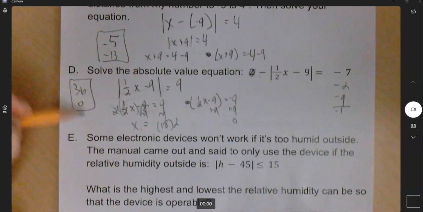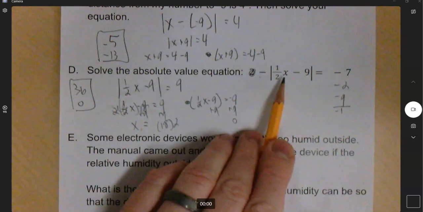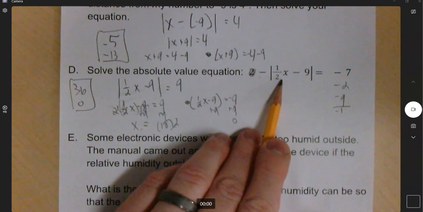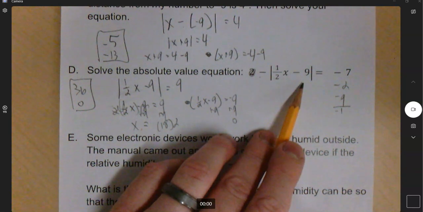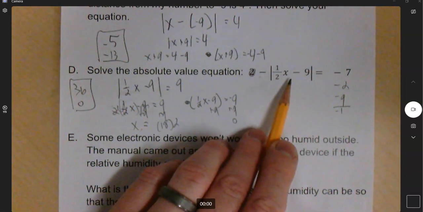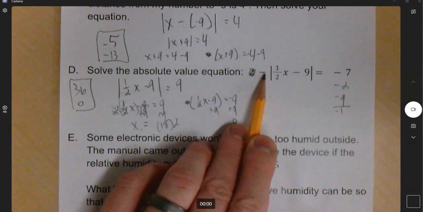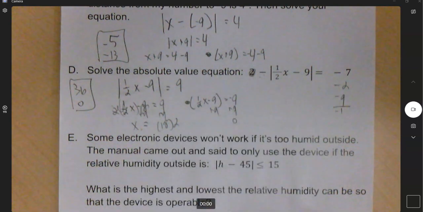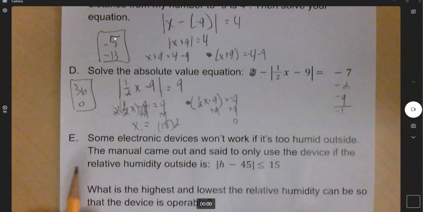I can check my answers too. I can go back and plug these in and make sure they work. If I plug in a 0 here, half of 0 is 0. 0 minus 9 is -9. The absolute value of -9 is 9. And then we have 2 minus 9. 2 minus 9 is -7. So that one works. You can do the same thing with 36.